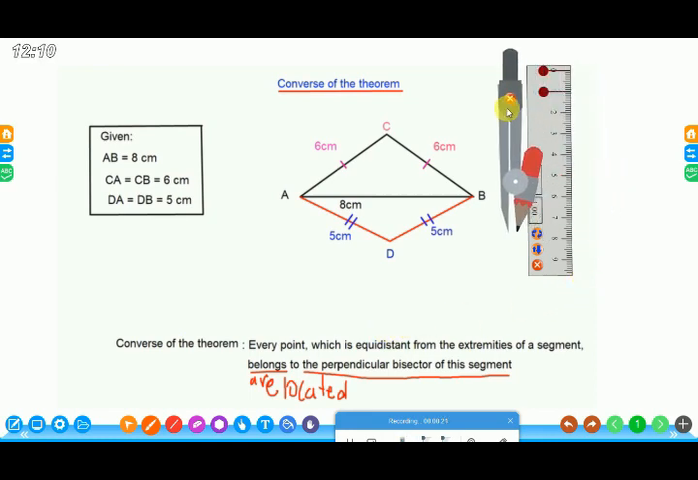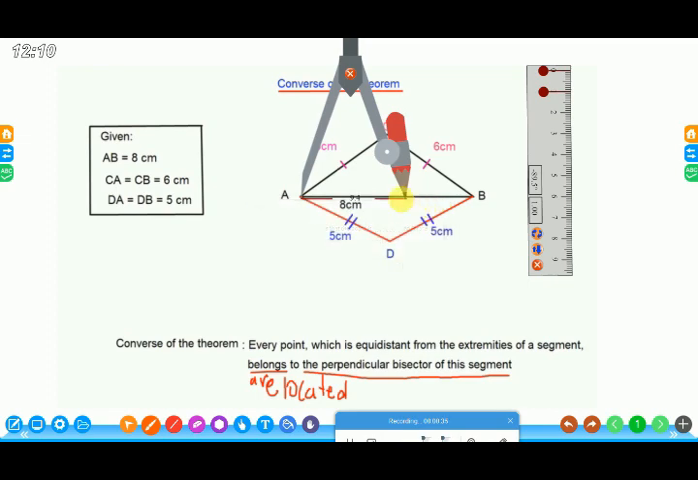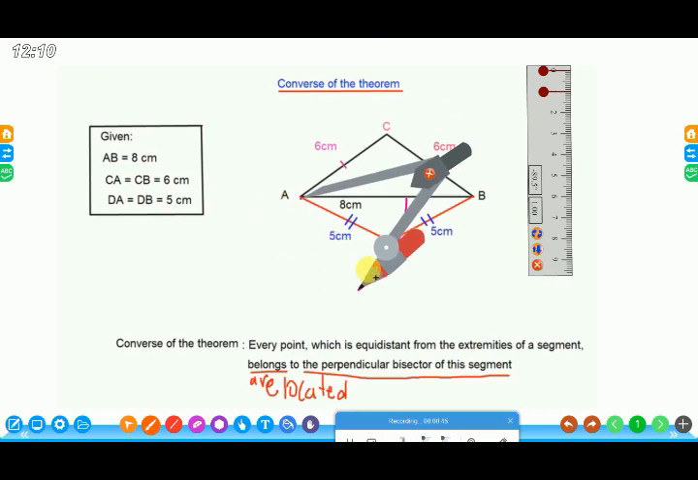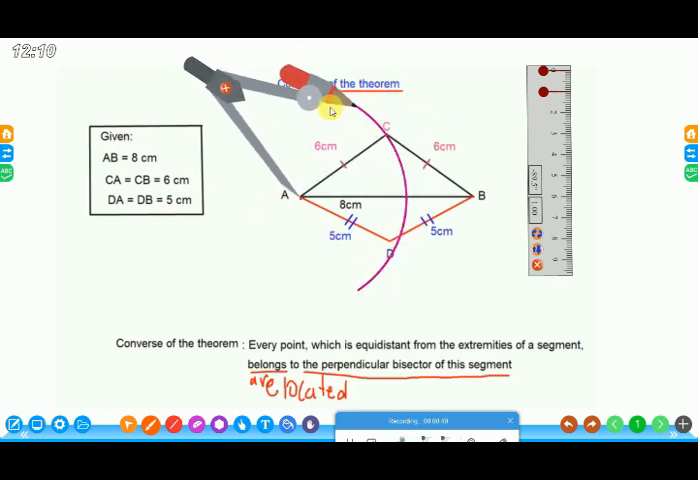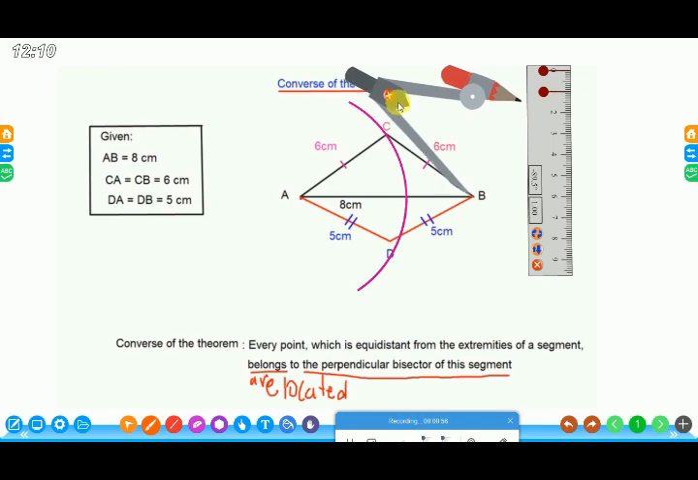So let's use our compass to draw the perpendicular bisector of AB. I put the needle on one of the two extremities. I start with A, and I open my compass equal to more than half of AB. I can visually tell if I opened it more than half of AB. Once I do so, I draw an arc of center A and radius more than half of AB. Now I keep the same radius and I draw another arc of center B by putting the needle on B.